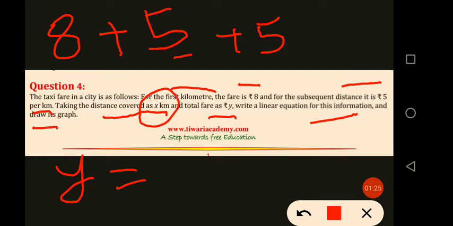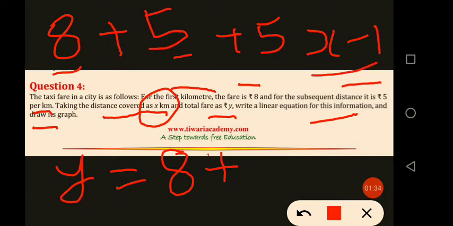But we know for the first kilometer it is 8 rupees, so we will write 8. If we remove 1 from x, what we get? x minus 1. So for x minus 1 kilometers, he will pay rupees 5, so x minus 1 multiplied by 5. This is the linear equation of the given information. y is equal to 8 plus (x minus 1) into 5, or when we solve, we get y is equal to 5x plus 3.